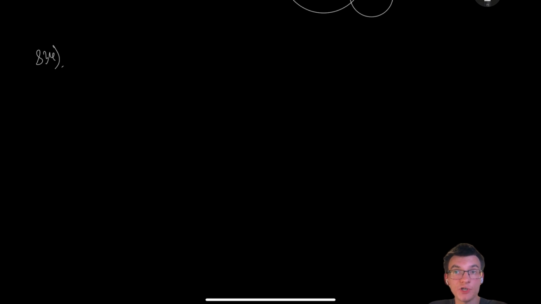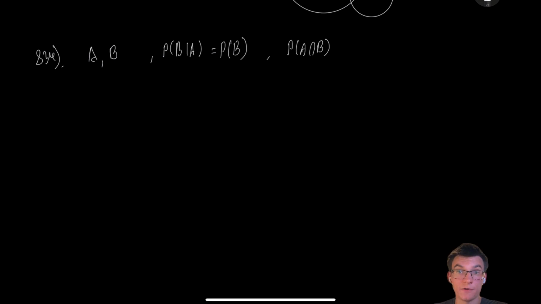This is the definition of independence and dependence. Two events A and B are regarded as independent if the occurrence of one does not affect the probability of the other event. Mathematically, it can be expressed as the probability of B given A equals the probability of B itself, or equivalently, we can say that the probability of A intersection B, based on our previous formulas, will be equal to the probability of A times the probability of B.